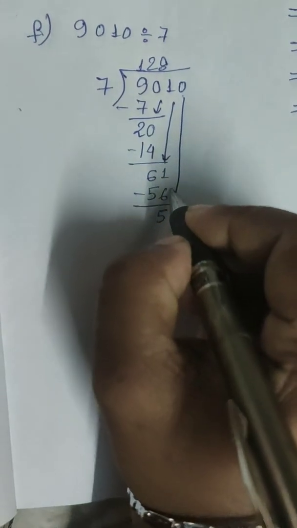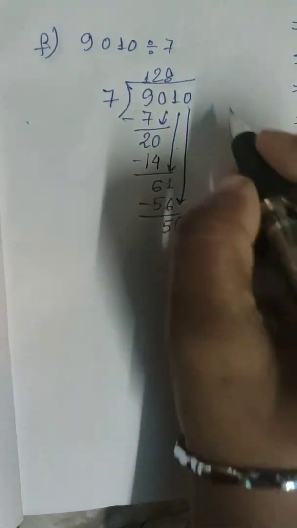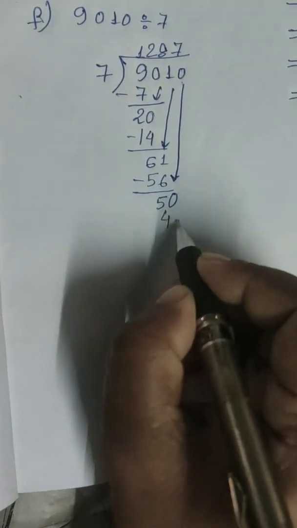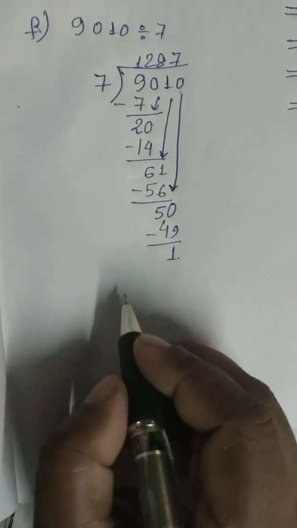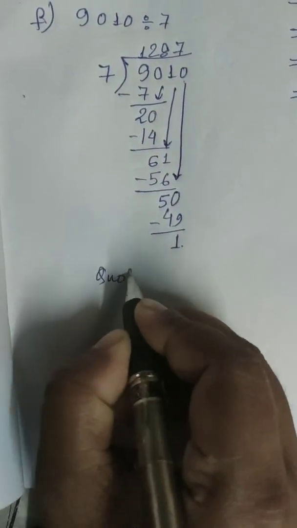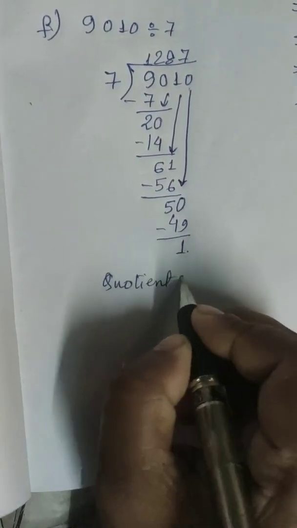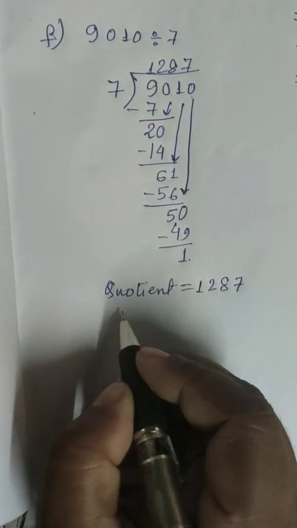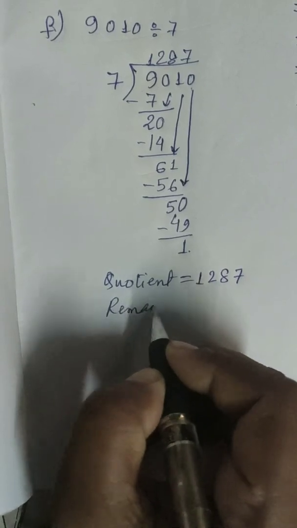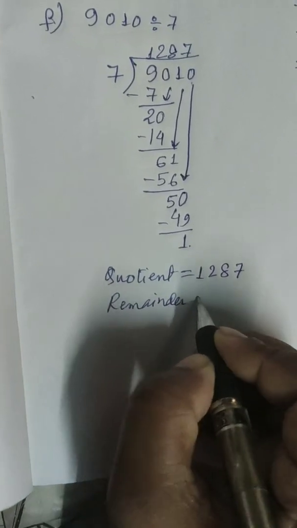Now this 0 will come down. So how much? 7 sevens are 49. Again subtraction. The answer is 1. So the quotient here equals 1287 and the remainder is 1.